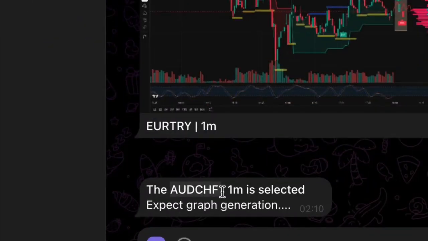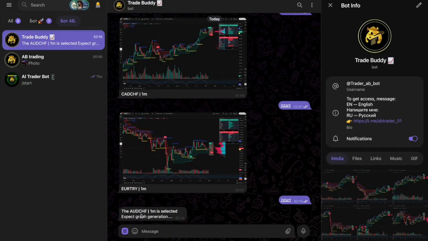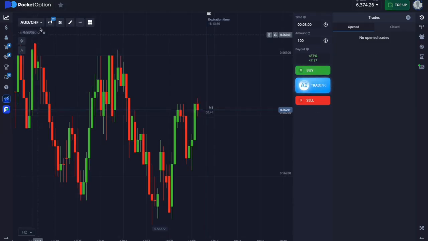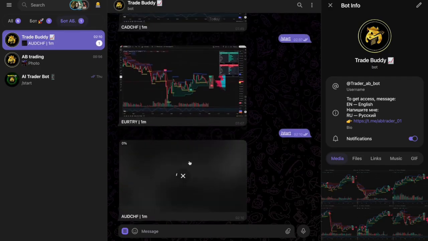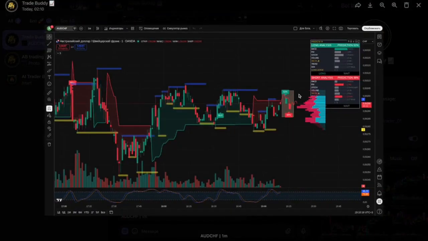I'm waiting for a response from the bot. This is the first step, you need the bot. We ask where the chart will go, either up or down. Once we've asked this step and understand what the bot recommends, let's see, the currency pair has opened now.